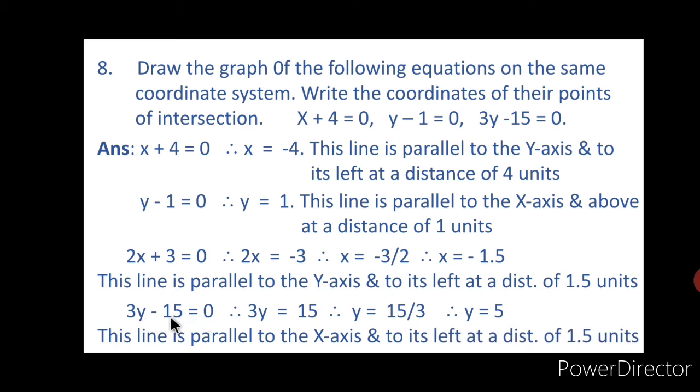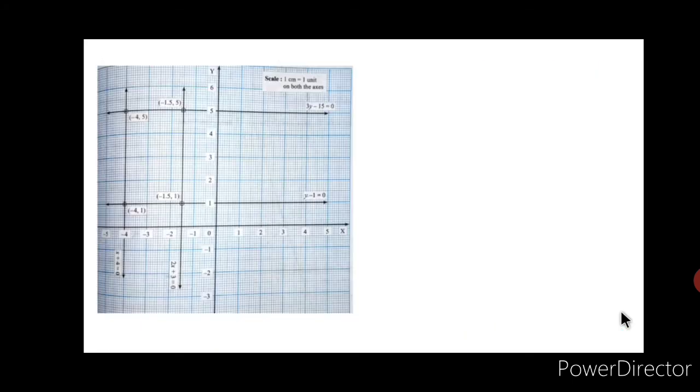When -15 goes after the equal sign, it becomes positive, that is 3y is equal to 15, and when we send the 3 after the equal sign, it forms 15 by 3, that is y is equal to 5, and therefore this line is parallel to the x-axis and it is to its left at a distance of 1.5 units.